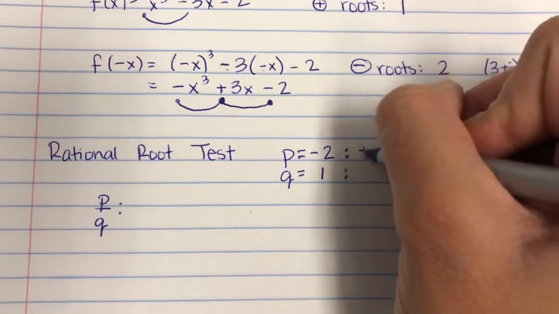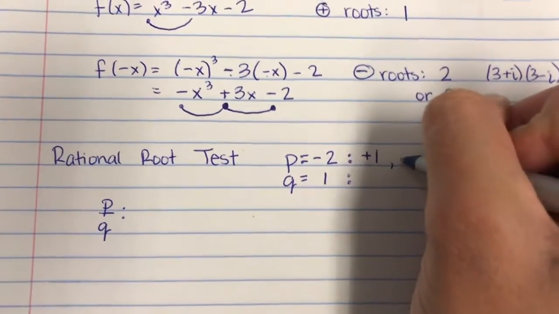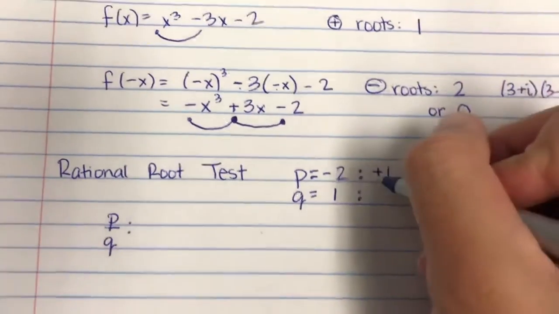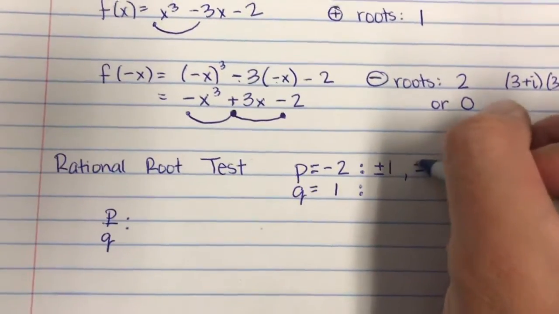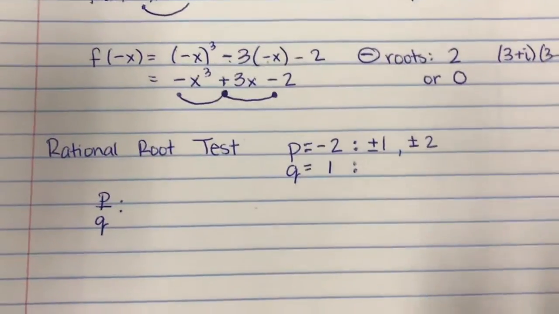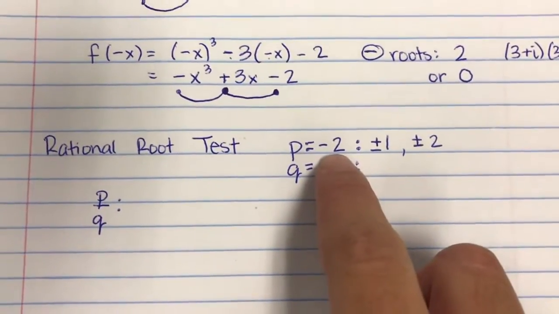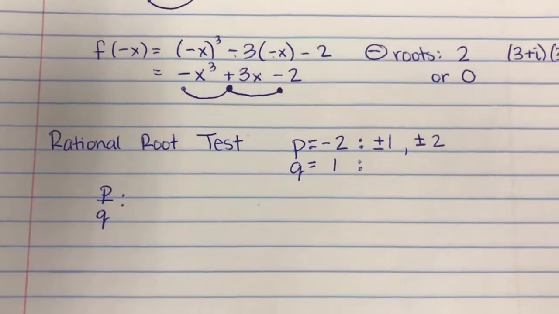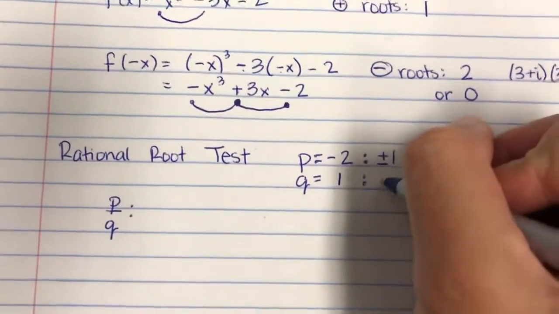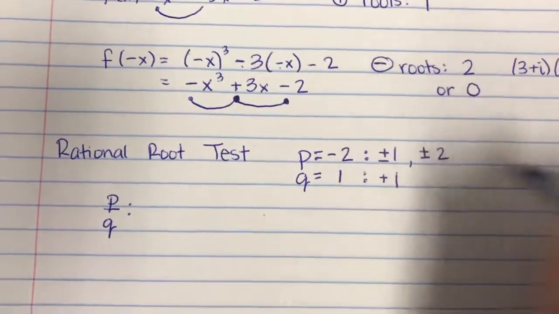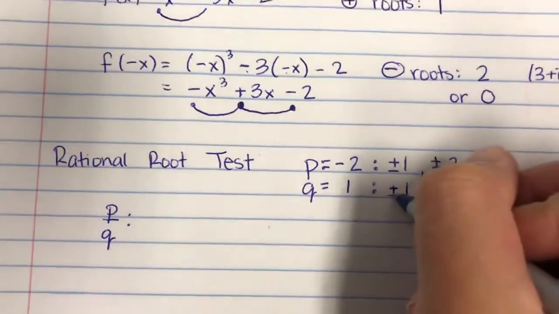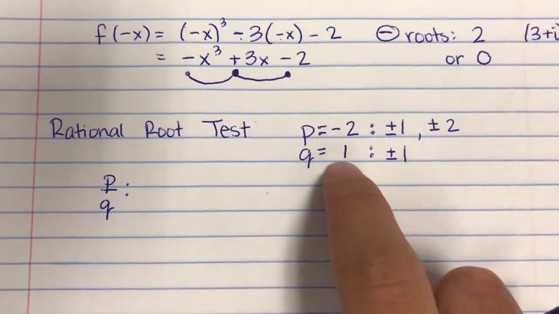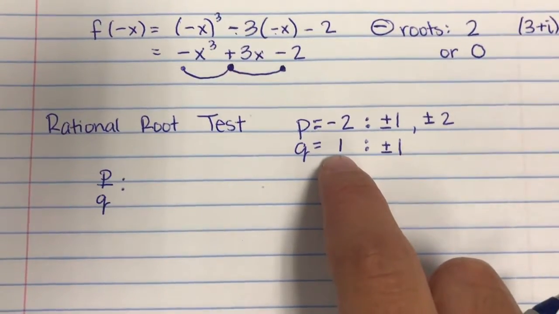I might have a positive 1 times a negative 2, or I might have a negative 1 times a positive 2. And in both instances, I would get negative 2 as a result. So these are my factors, and notice they both have a plus and minus. Looking at the bottom one, I could have positive 1 times positive 1, or I could have negative 1 times negative 1. And in both situations, again, I would get a 1 as a result.